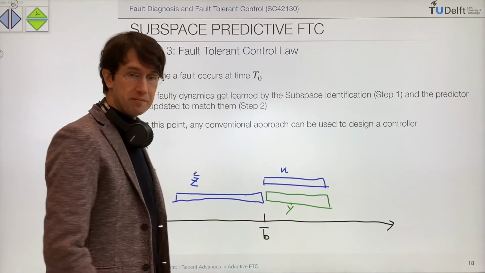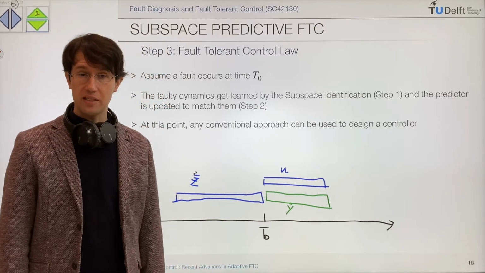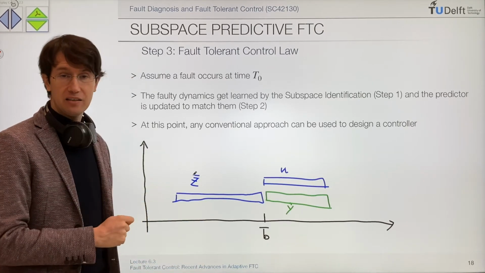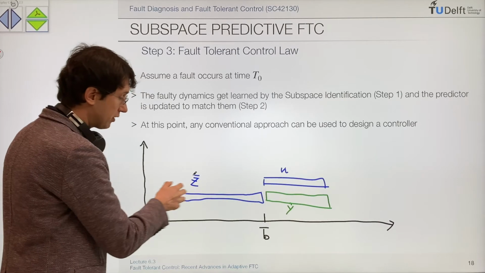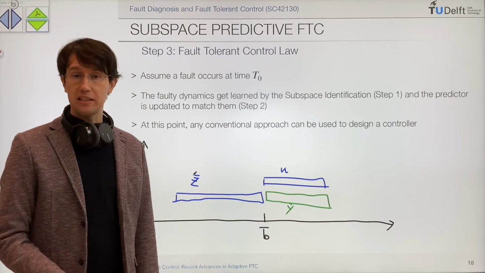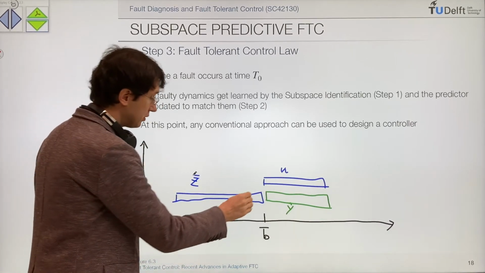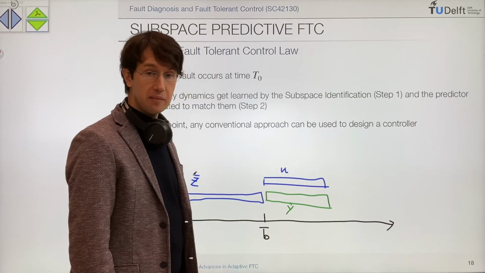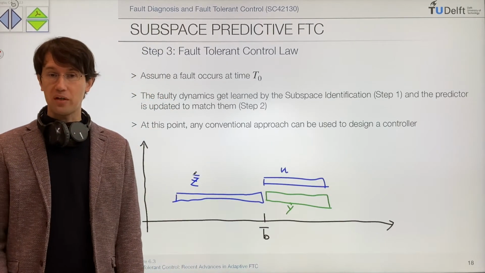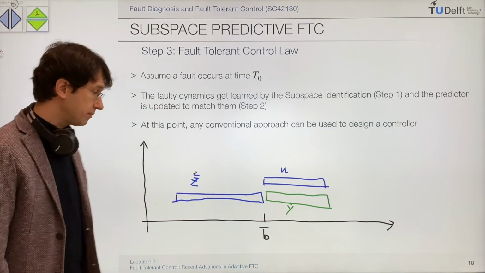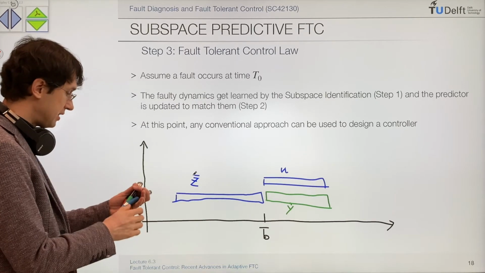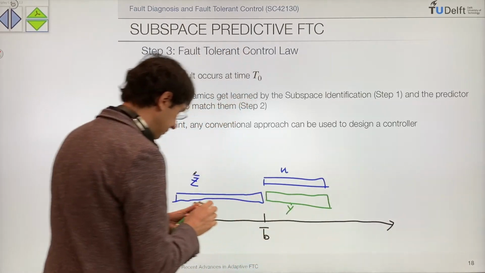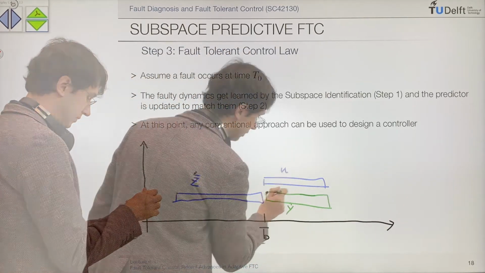So at this time, we are not yet able to compensate for the fault, because the model we are identifying is from data before the fault, so it is still a model representing the healthy system. So the controller we are going to design at this time, and so the input sequence we compute at this time, is still something that is working for a healthy system. But as long as these things are moving forward in time, then we can adapt.